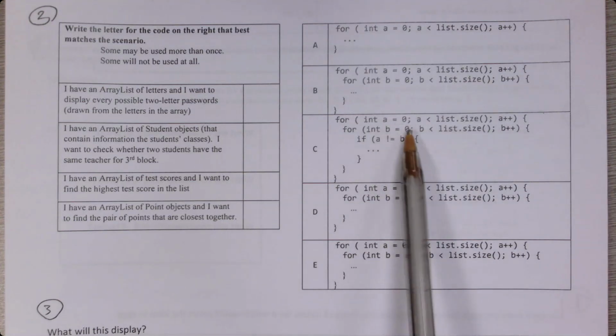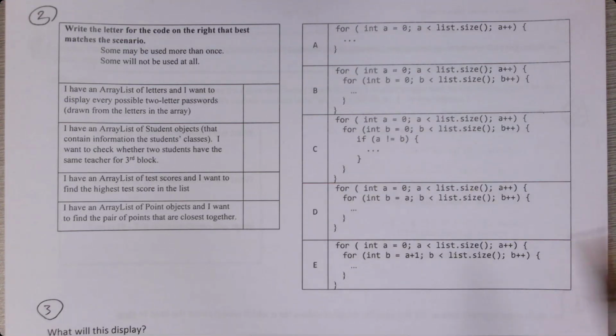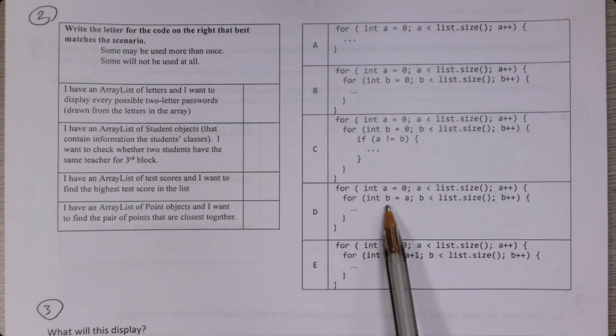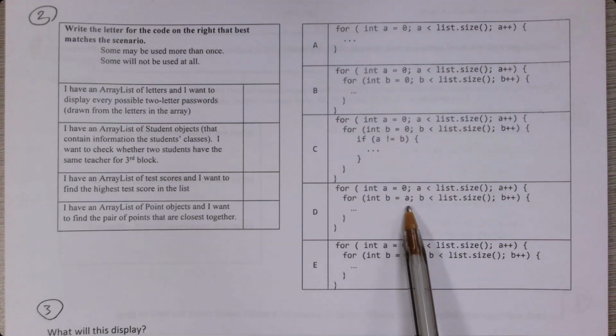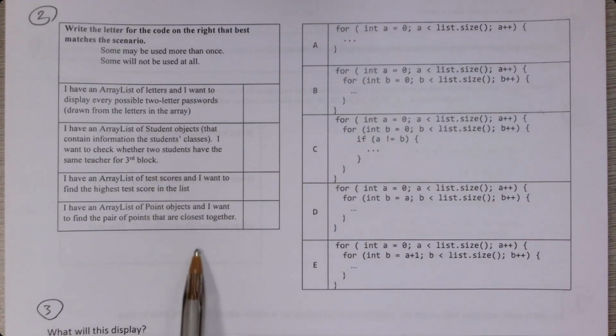I've got one where they start at 0 in both cases, but we're trying to check that A and B are not the same. Here I've got one where B starts at the same index that A is at. And I've got one where B starts one after A. And we're supposed to try and match these different scenarios to actual examples where we might want to use them. So let's think this through.